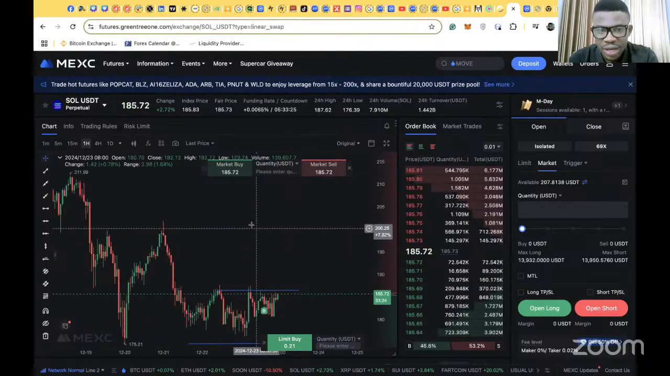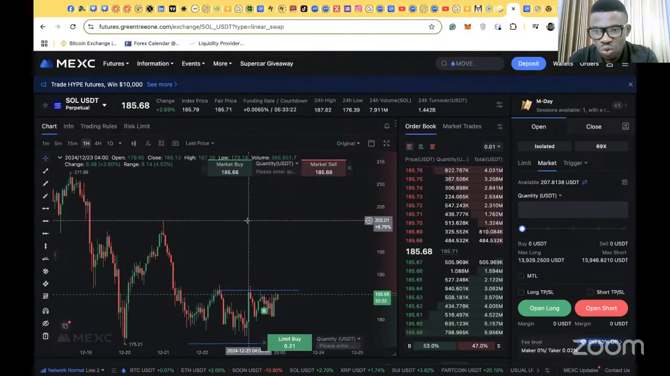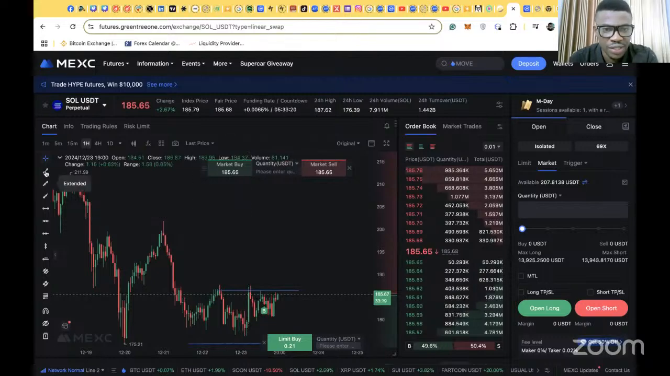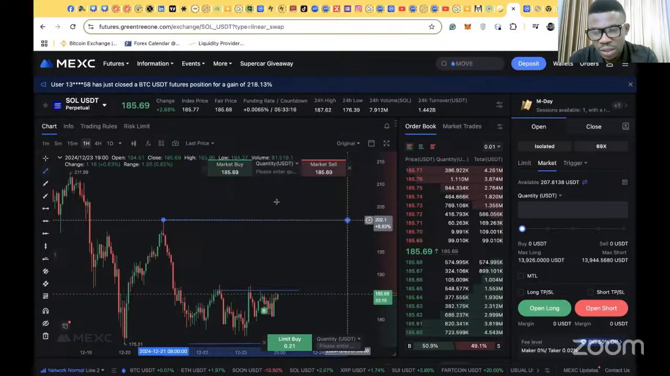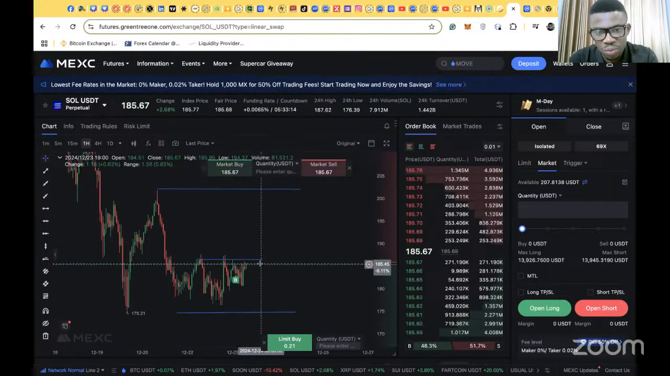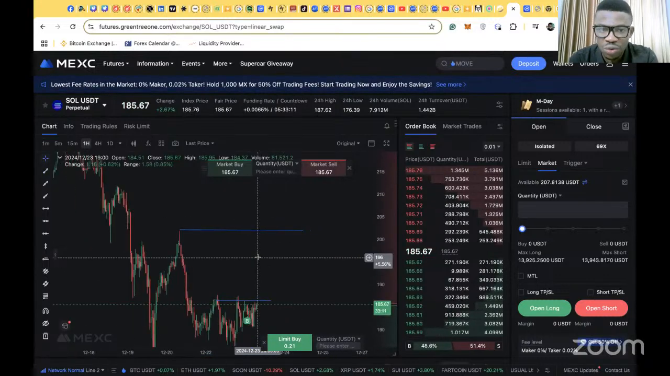Once we are in, the first take profit will be this high, 202.0. That will be the first take profit for Solana, 202.0. That is the traditional signal arrangement, and the stop loss is right here. So this is not really good in terms of risk-reward ratio.